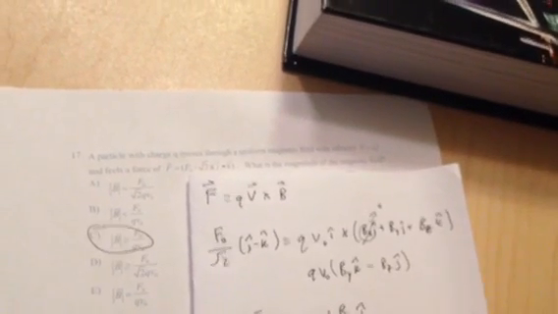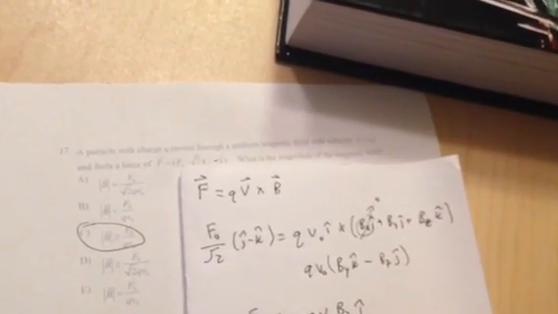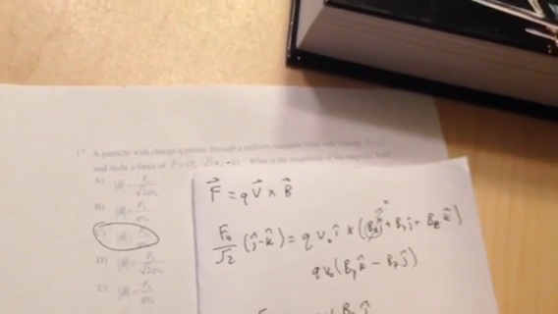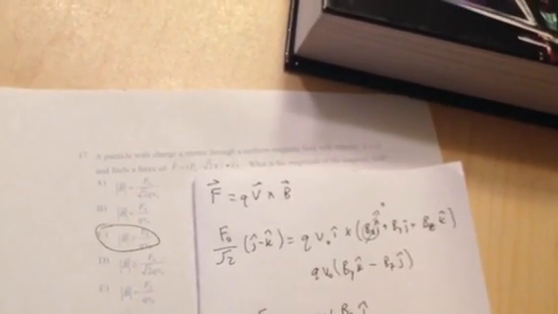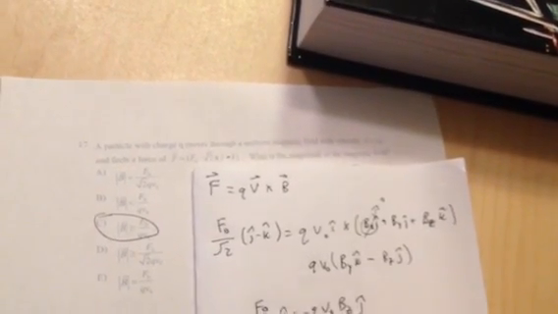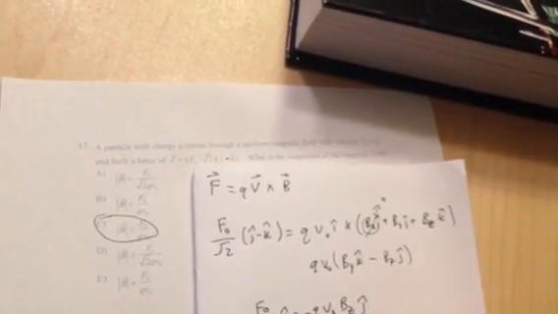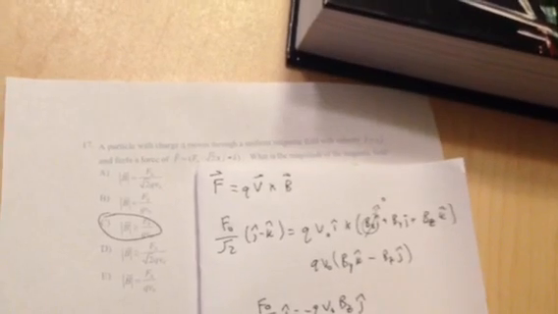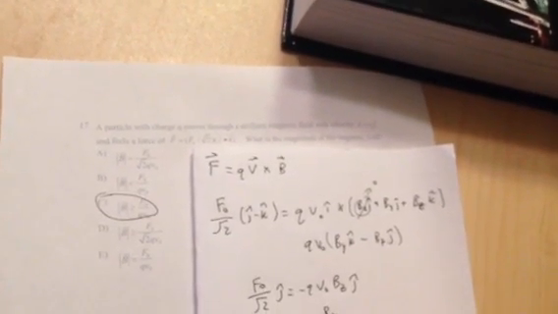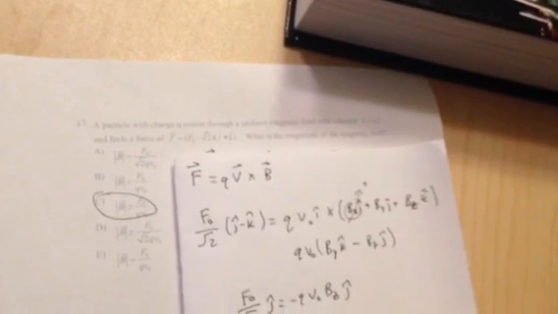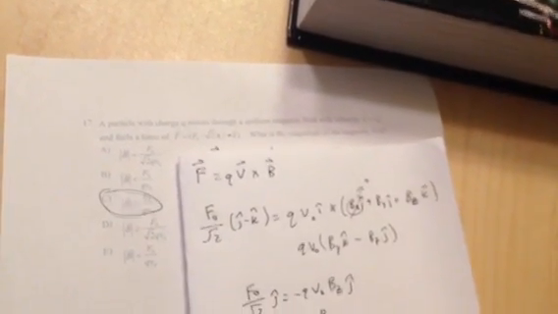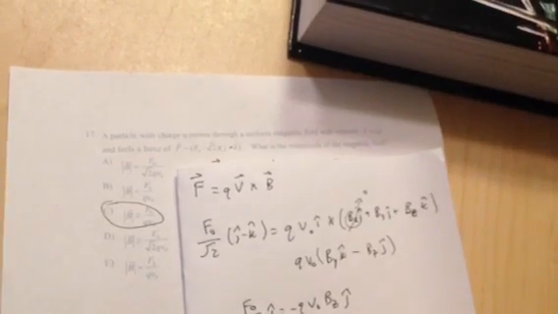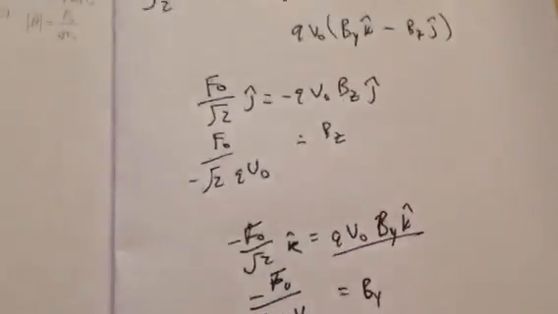And I do the same thing for the K direction. So it's negative F naught over root 2 in the K direction equals Q V naught By in the K direction. So then I divide this all over, solve for By. Oops, sorry. So I pretty much just solve for Bx, By, and Bz.